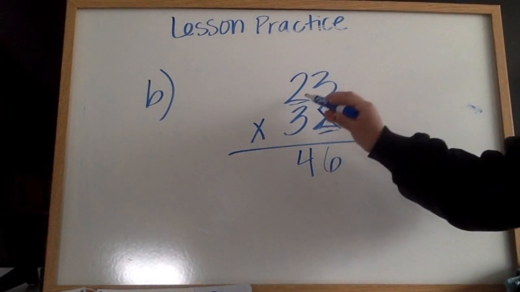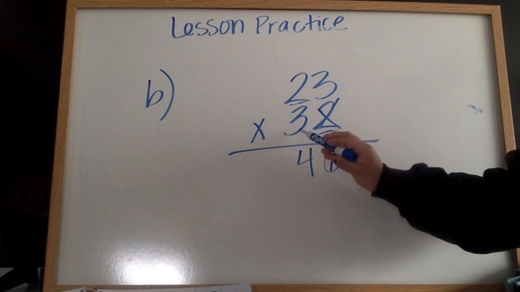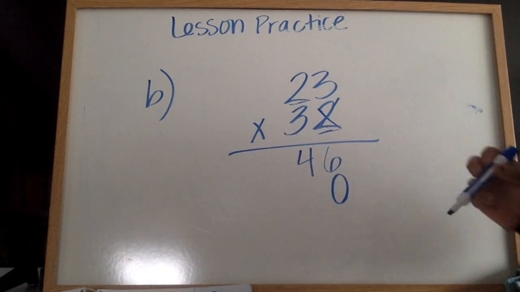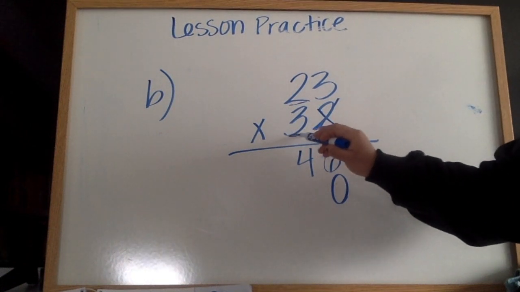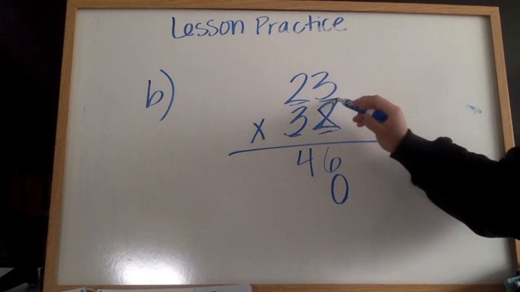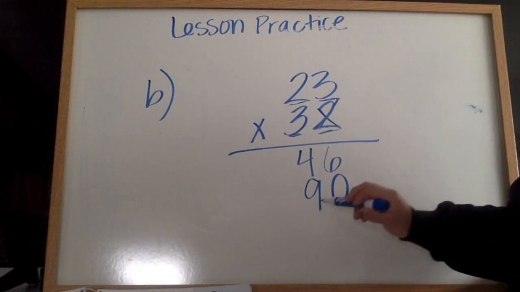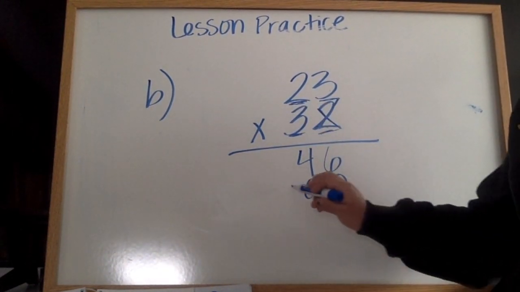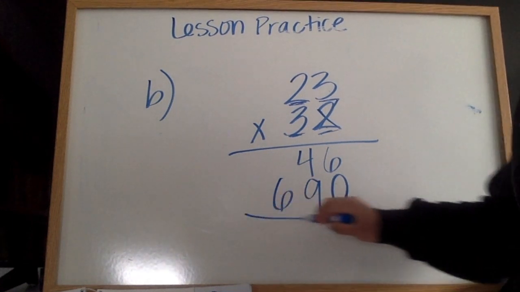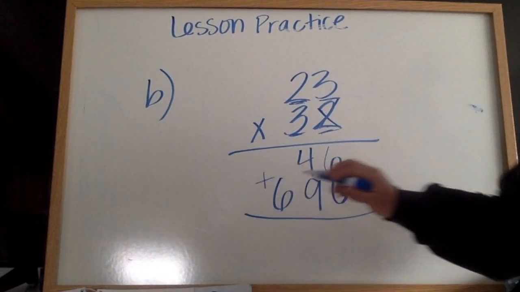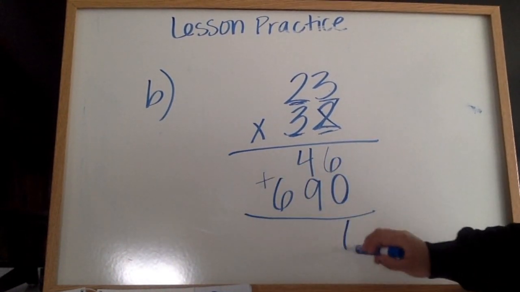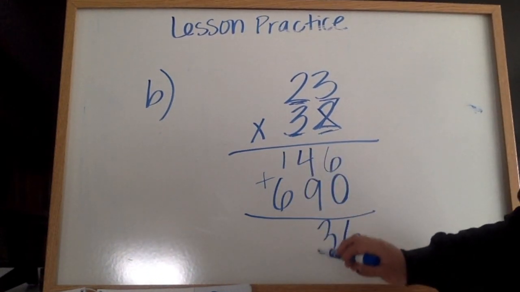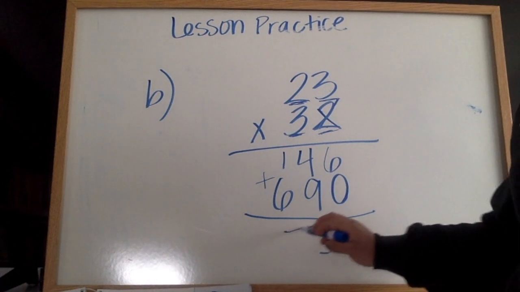Now I'm moving on to 23 times 30. So I'm going to put my 0 down here. 3 times 3 is 9. 3 times 2 is 6. I'm going to add them together. 6 and 0 is 6. 4 and 9 is 13. 1 and 6 is 7.